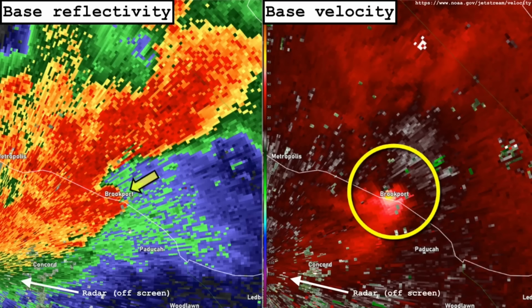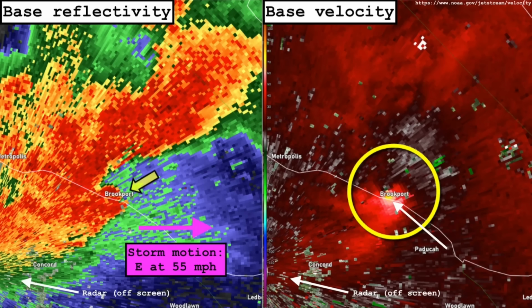On the left is base reflectivity, and on the right is base velocity. Here we have a supercell thunderstorm moving at 55 miles per hour away from the radar site, which is located just off the bottom left corner of the image. As you can see, the supercell possesses a well-defined hook echo, as denoted by the yellow arrow. At the tip of the hook, we see an area of strong outbound winds, but very little in the way of inbound winds.